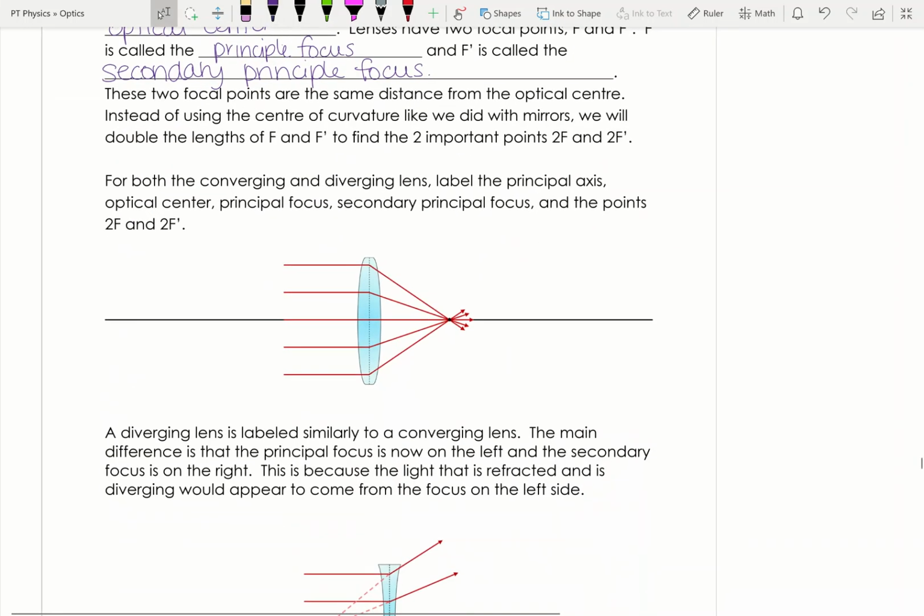So for both converging and diverging lenses, we need to label some points. This line, as always, is my principal axis. This point right here is my optical center. So I'm going to put PA there, O, F, F prime, 2F and 2F prime. Then F occurs right here where all of these rays come together. And 2F then is over here. F prime is on the opposite side, and so is 2F prime.